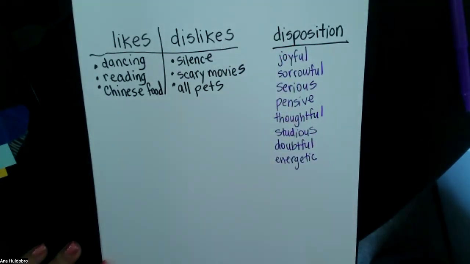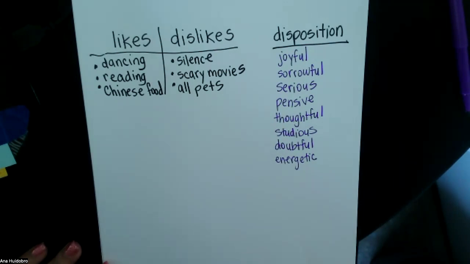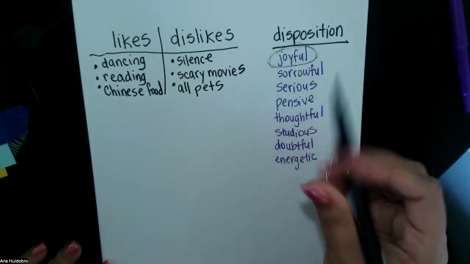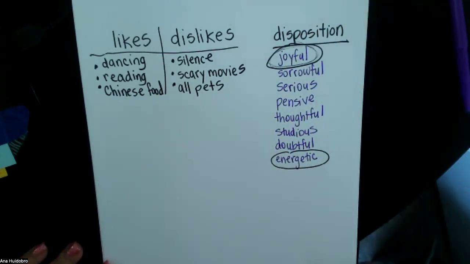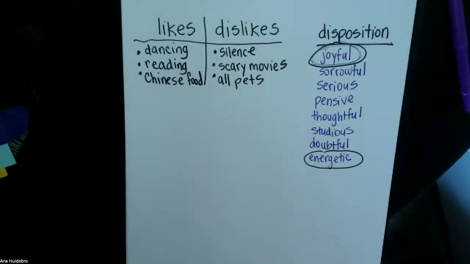Okay, and why don't you share your character's disposition? Share which words you chose from my list or came up with on your own. Excellent, excellent. So for me, my character, I'm going to pick joyful and energetic. That's my character, Briseida, who's 11. I'm creating my own character. Excellent. So we're going to go on.